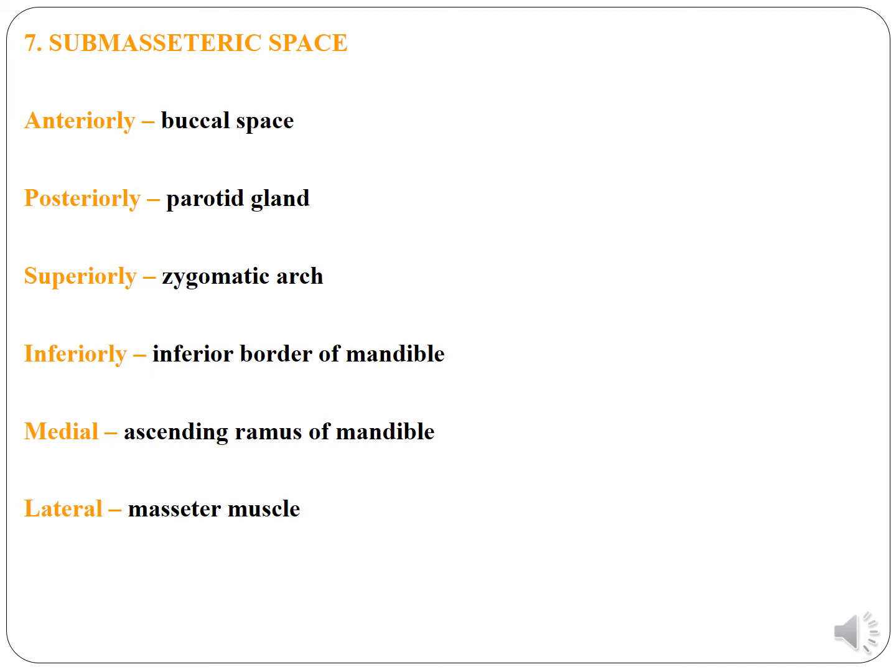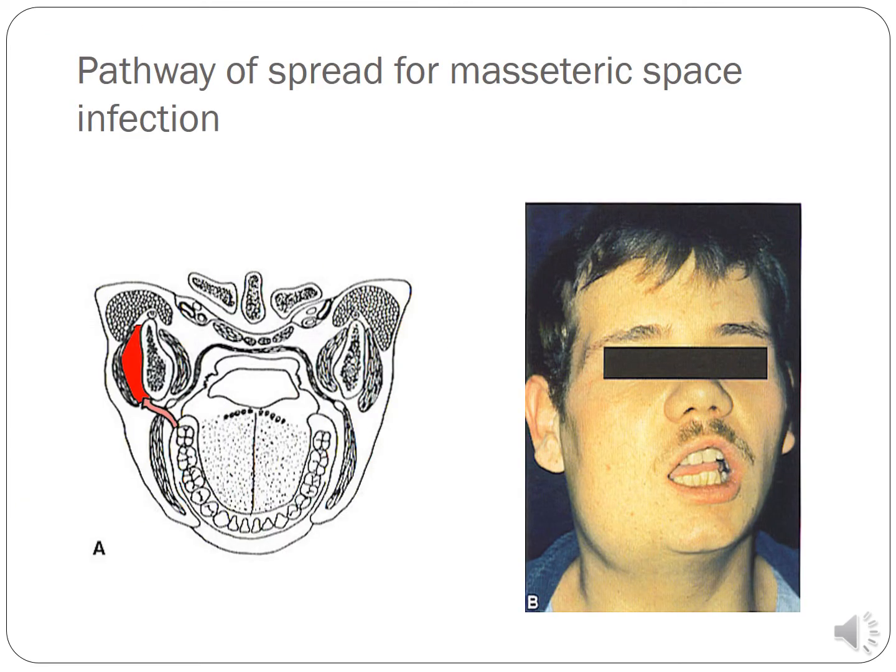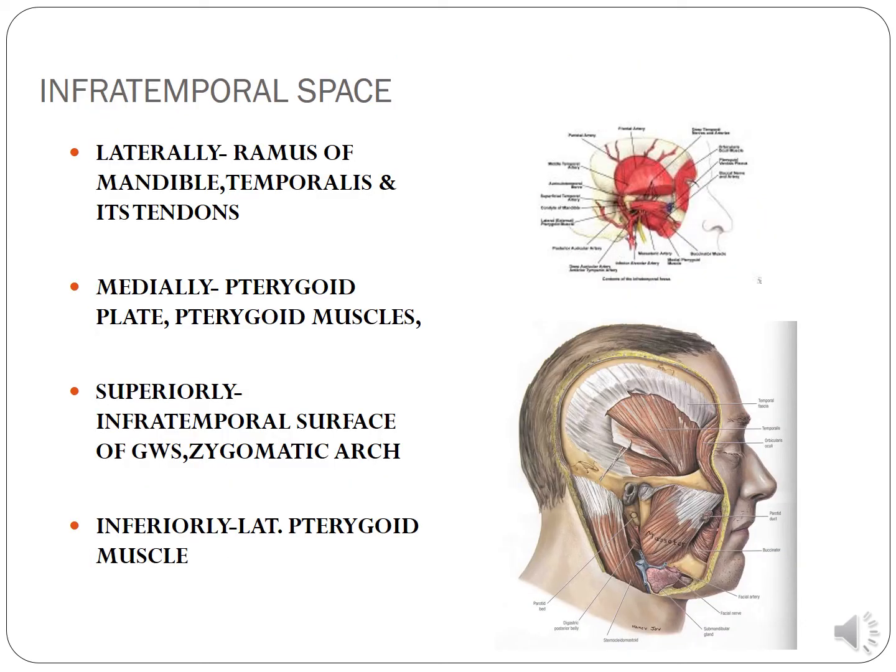Just imagine the lateral border of the ramus of the mandible, then you will be able to understand. Superiorly it is bounded by the zygomatic arch, inferiorly by the inferior border of the mandible, medially by the ascending ramus of the mandible, and laterally by the masseter. This is how the masseter space appears. As such, in the region of the masseter muscle you are not able to appreciate any swelling, but there is some swelling along the inferior border of the mandible and the upper part of the neck only. So in cases of initial infection, you will not be able to note much swelling in the masseter space.